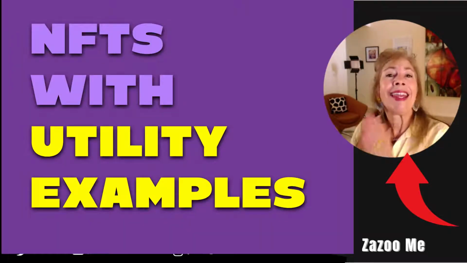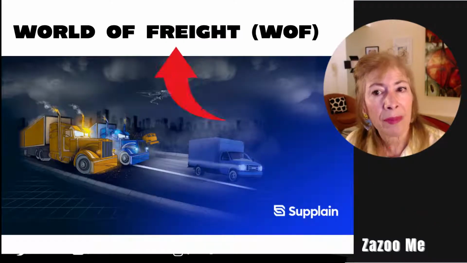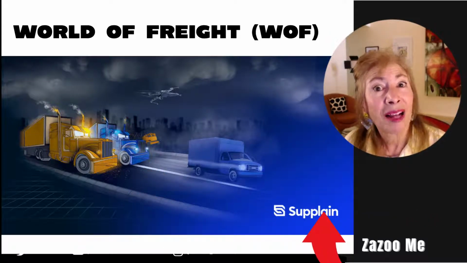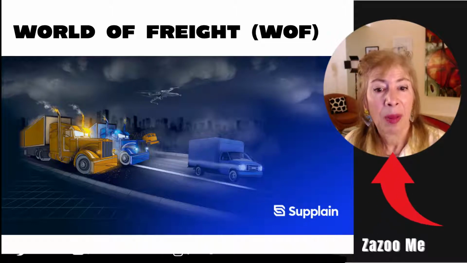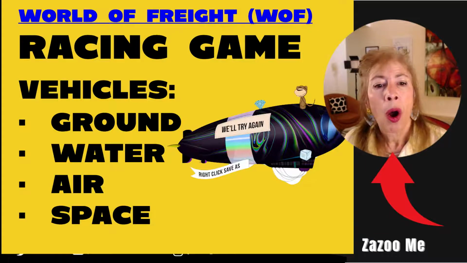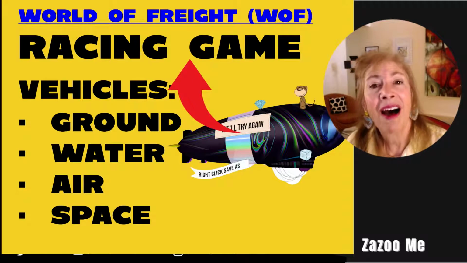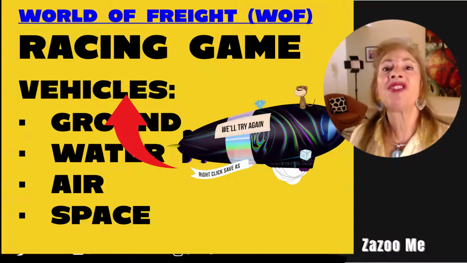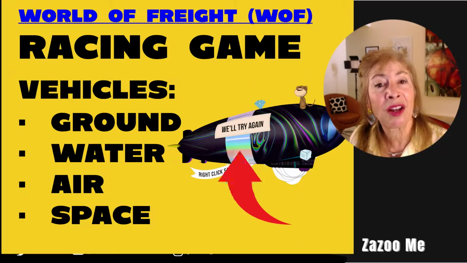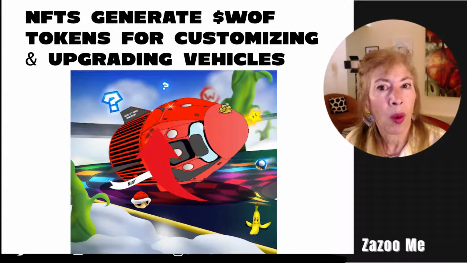Let us know. So here are some examples of NFTs with utility. Number one, World of Freight, WOF. World of Freight created this blockchain called Subplane. Blockchain, supply chain. Get it? Supply chain, subplane. Got it. World of Freight is a racing game. It's a game online with vehicles, but not just ground vehicles, water vehicles, air vehicles, space vehicles, and they can look something like this, super fun, super cool. Or they can be, wow, like what the heck?